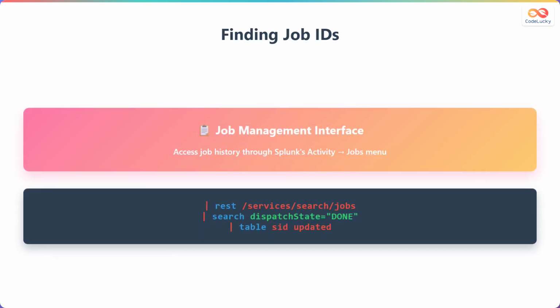To use the loadjob command, you first need to find the job ID of a previously executed search. You can access job history through Splunk's activity menu, then Jobs section. Alternatively, you can use the rest command to query the search jobs service, filter for completed jobs with dispatchState equal to done, and display the session ID and updated time in a table format.